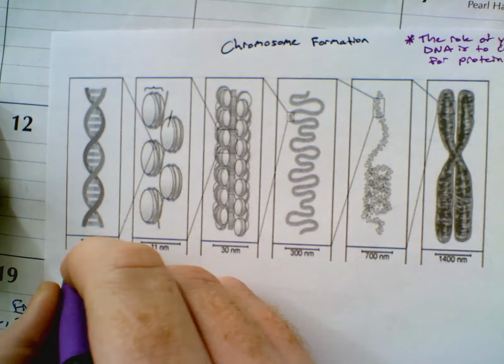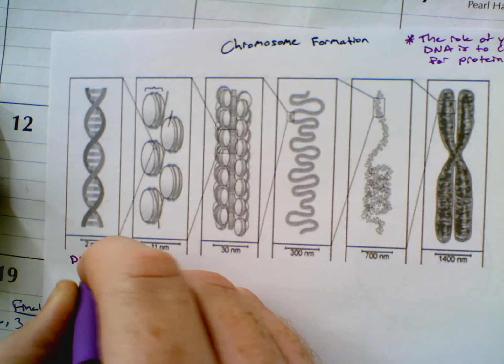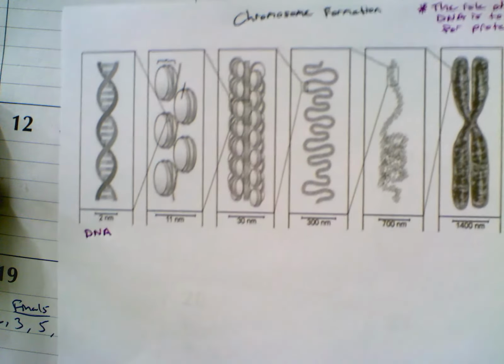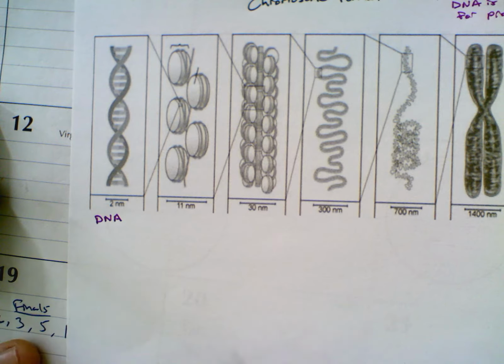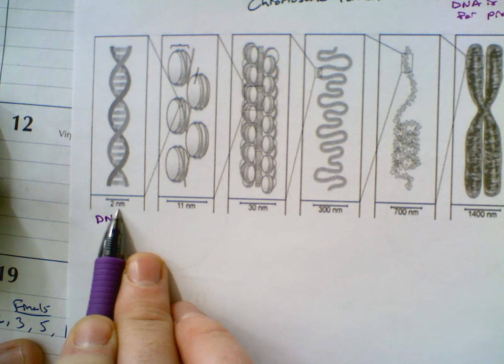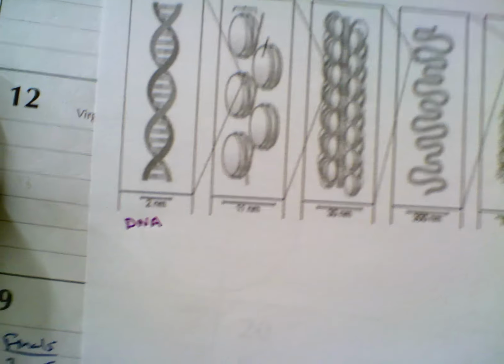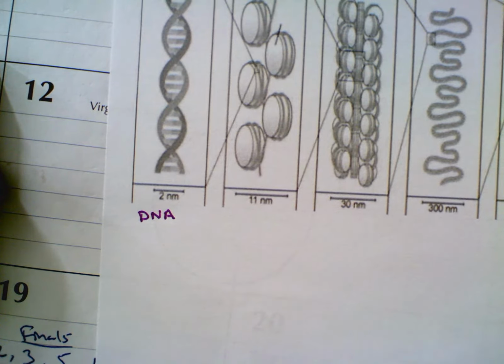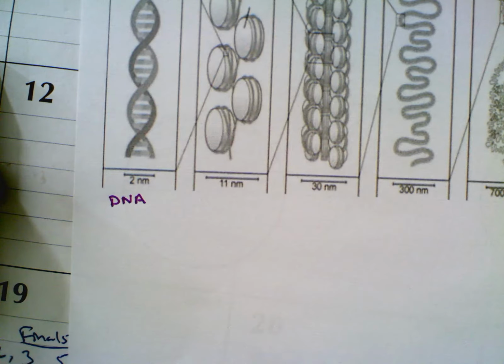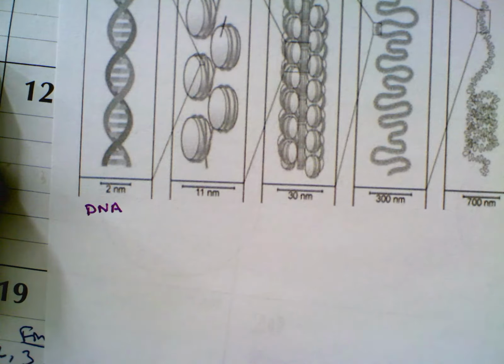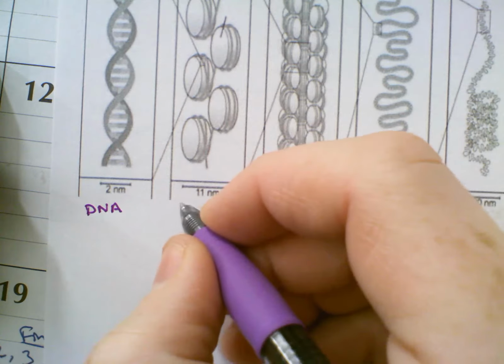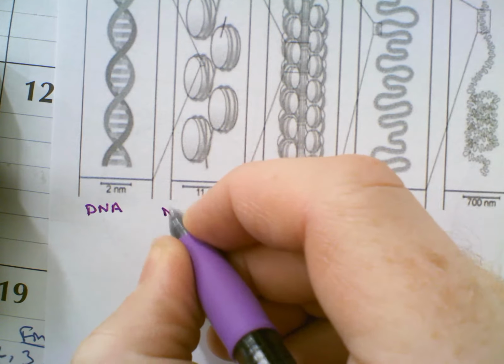So I'm just going to go down and we're just going to label these things. This would be DNA. Okay. Now, you'll also see here the size, the scale that we're working off of, like 2 nanometers, that's extremely small. So DNA is at the scale of about 2 nanometers. Now, if you take DNA, the first step in forming a chromosome is it's going to be coiled around proteins called histones, and that's going to form a structure called a nucleosome.